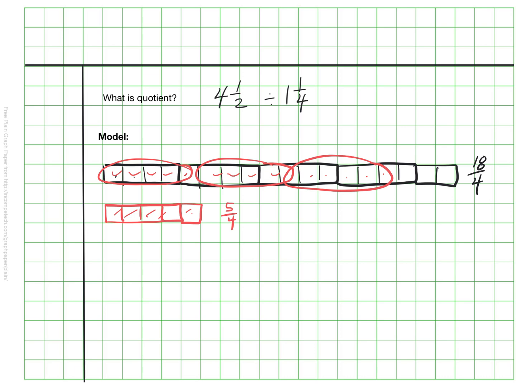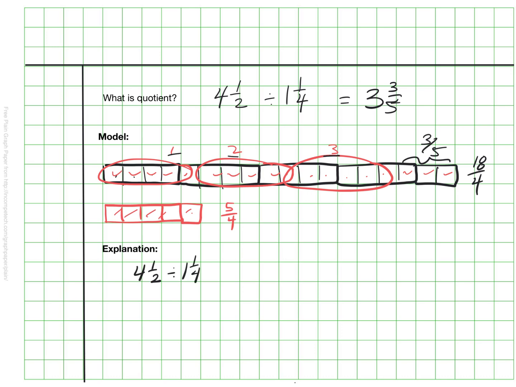And I end up with 1, 2, 3 groups, but I have 3 things left over. And remember, I was looking for groups of 5, so I have 3 out of the 5 that I need. So that means it equals 3, and there's 3 out of 5 left over. So my answer is 4 1/2 divided by 1 1/4 is 3 3/5.